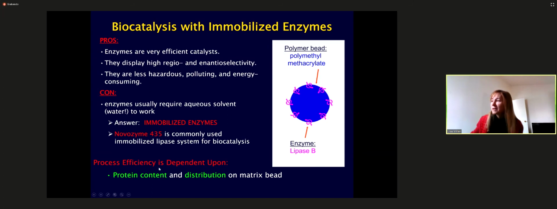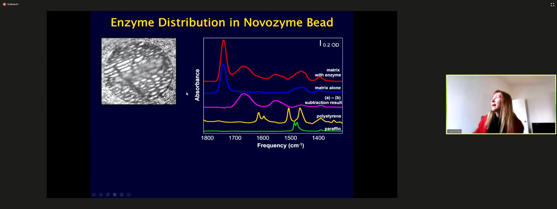But the efficiency of this process depends on how much enzyme you need to make the bead and the distribution of the enzyme in the bead. So the company and the researcher that came to us was very interested in improving this process in terms of the protein concentration and distribution. So this is what we had to work with.